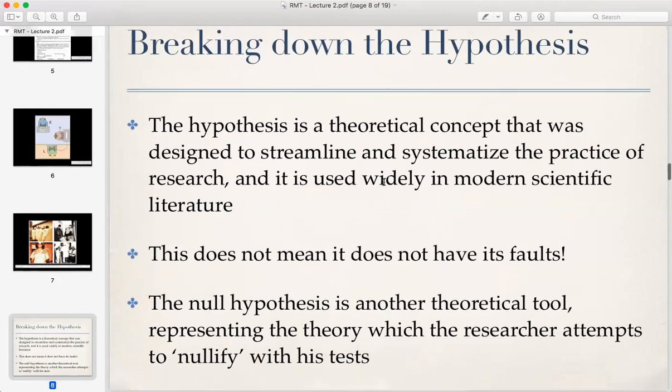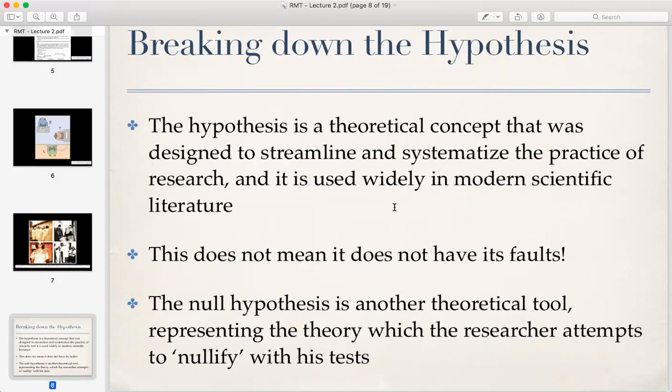But there are other ways of doing this. There's something called a null hypothesis, which I'm not going to go super into today. Instead of trying to prove that your guess is right, you're trying to nullify a certain null guess with your test. This is helpful in certain theoretical contexts where it might be hard to prove certain things right, but it might be easier to prove certain things are not right.